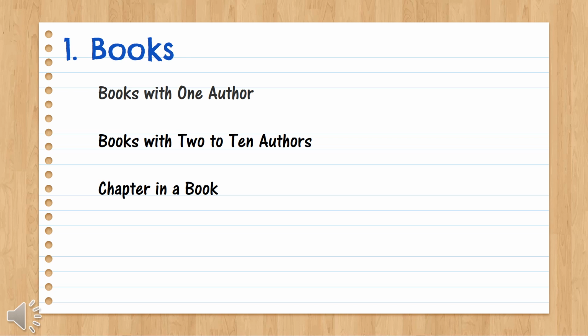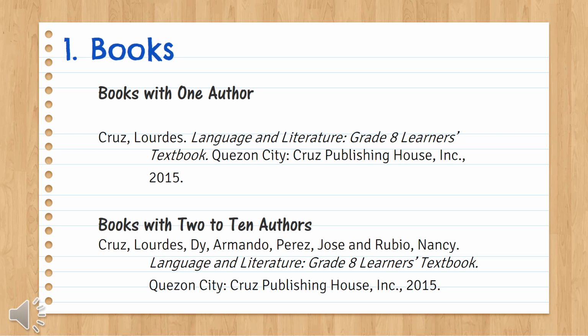I want you to read the sample bibliography in your module. Under books with one author, we have the author's last name and first name, the title of the book, the subtitle, period, place of publication, in this case it is Quezon City, colon, the name of publisher, which is Cruz Publishing House, period, and then the year of publication, and we end it with a period.